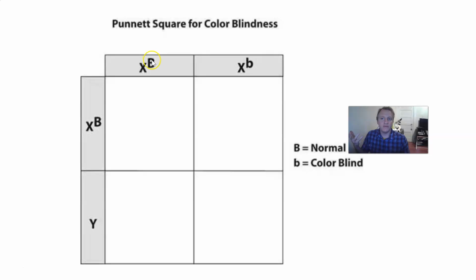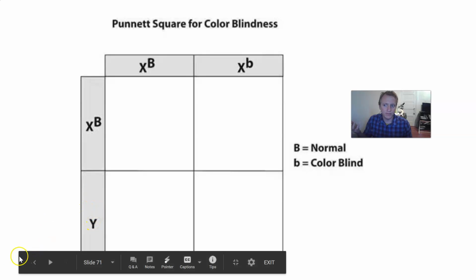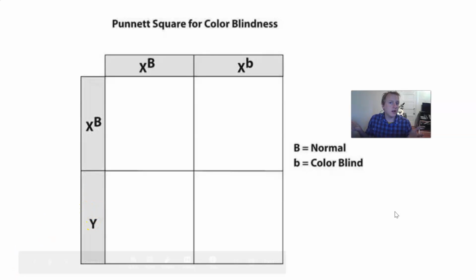Let's look at a Punnett square for color blindness. So here we have a female who is a carrier. She has one colorblind allele, and she has one allele that is not colorblind. And so this female, because this is a recessive trait, does not wind up being colorblind. Here we have a male who has one normal allele and a Y chromosome. This male is not colorblind.